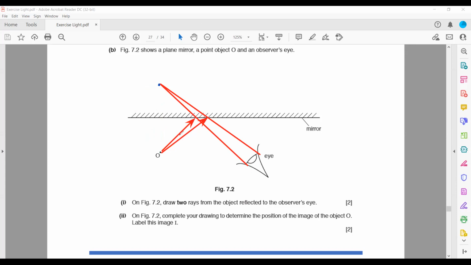So what happened: the two light rays coming out from the object strike the mirror and enter the eye. And when we locate them backward, this is the position where the image is formed. And this is a virtual image. Why is it a virtual image? Because in reality, the two light rays do not meet. It is just our imagination which creates this image. That's why we call it a virtual or imaginary image. Is it clear? Any doubt till this point?